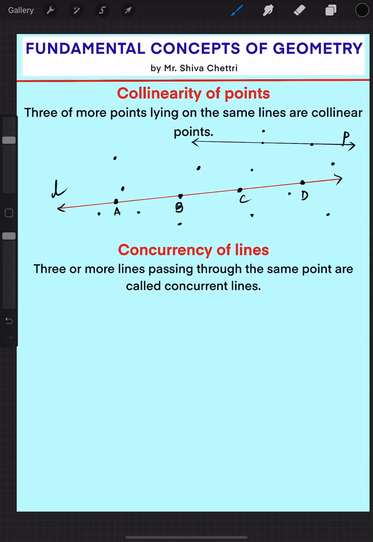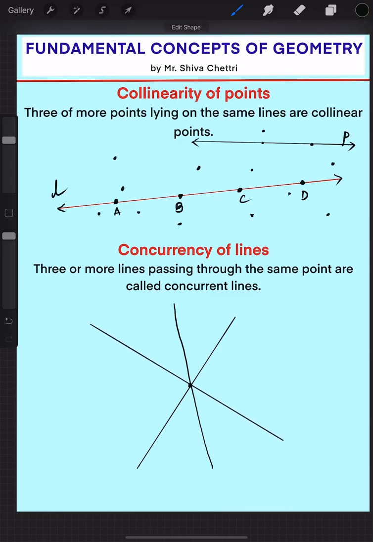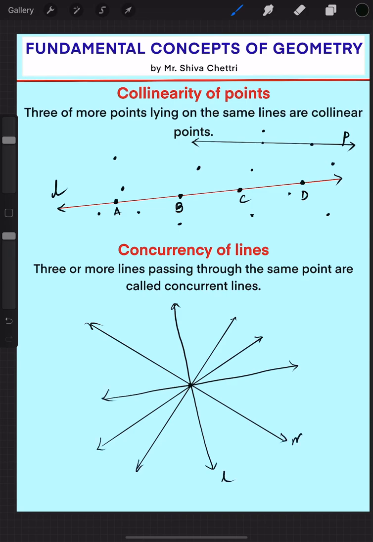So, concurrency of lines. What is meant by concurrency is that if we have one point and you draw one line here, and another line, and another line like this, if you keep on drawing, and all the lines pass through this particular point, it is called concurrency of lines. Let me draw. This is L, M, N, O, P. So 3 or more lines passing through the same point are called concurrent lines.